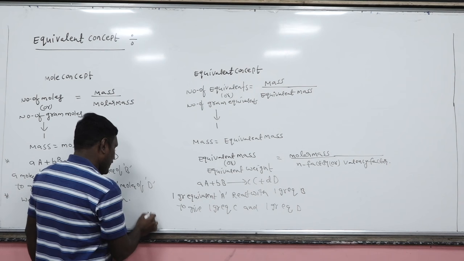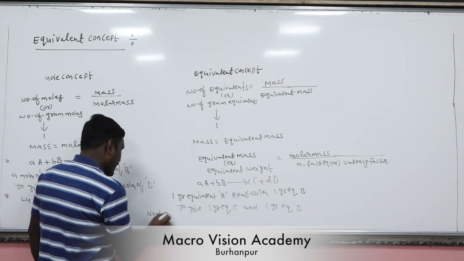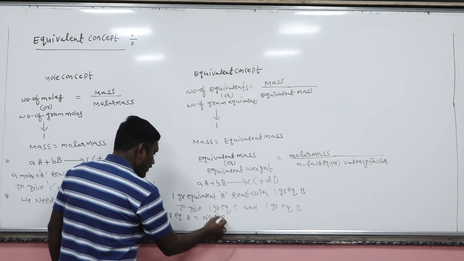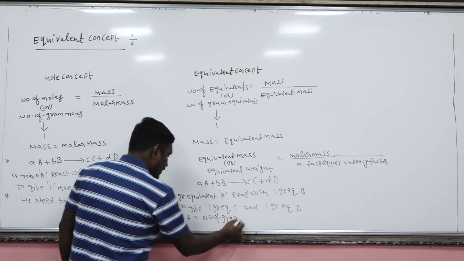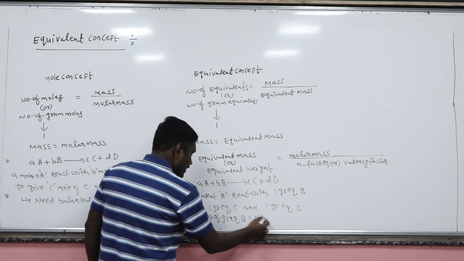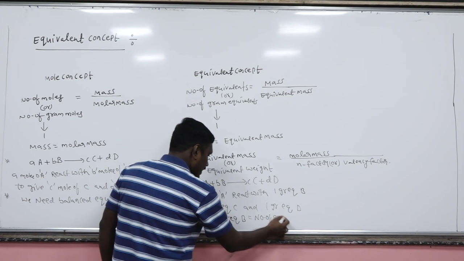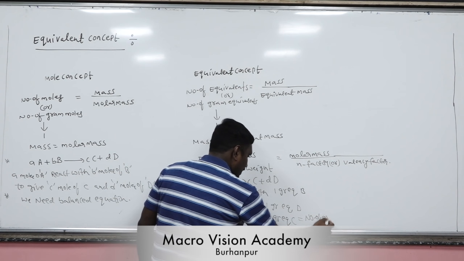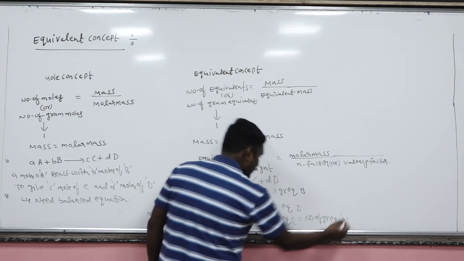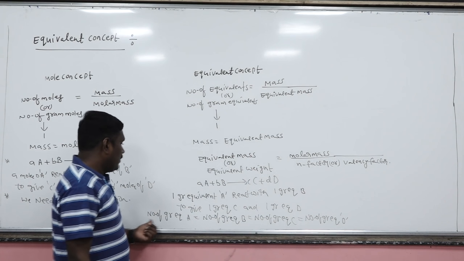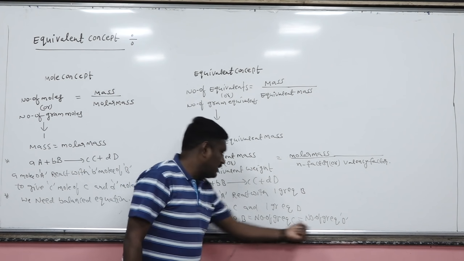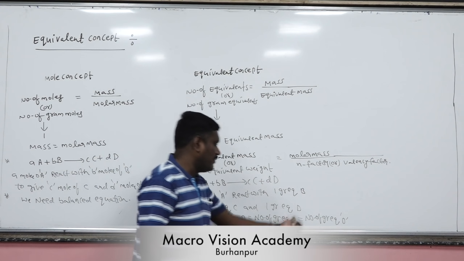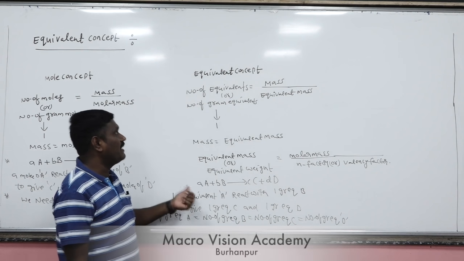Let's say the number of gram equivalents of A will be equal to the number of gram equivalents of B, will be equal to the number of gram equivalents of C, will be equal to the number of gram equivalents of D. So in this reaction, all the numbers of equivalents remain the same. The number of equivalents of reactants will be equal to the number of equivalents of products. This is the concept of equivalent.